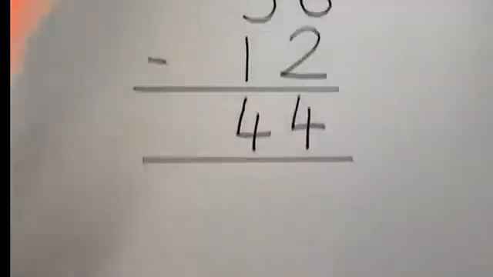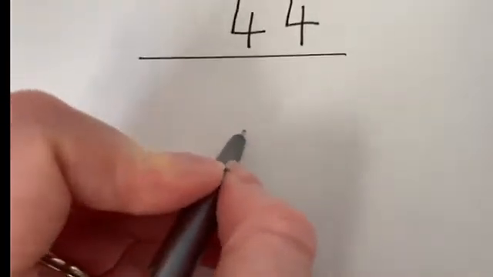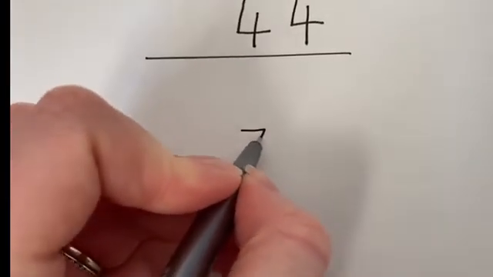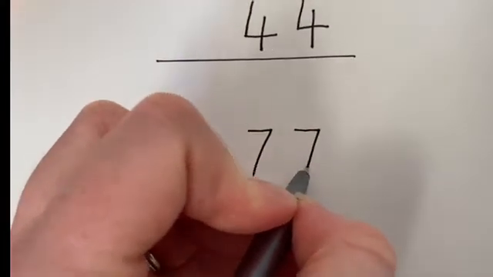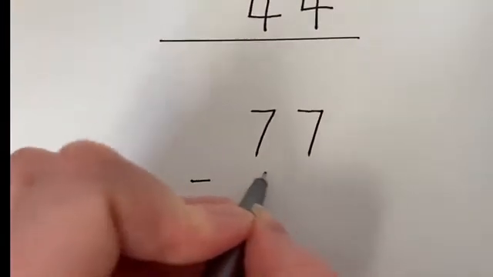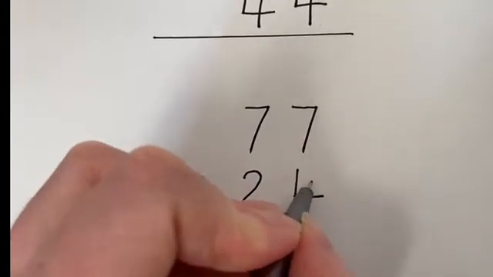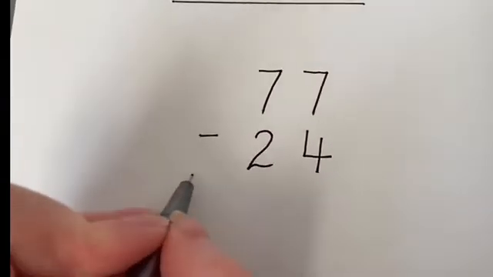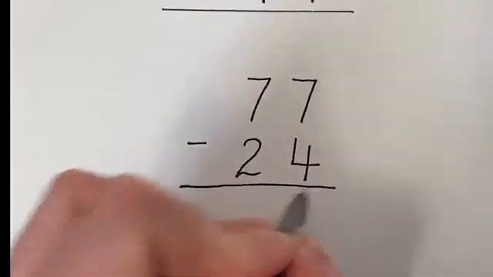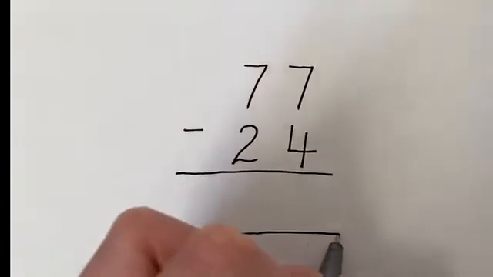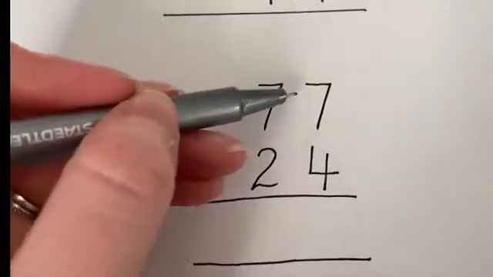We'll try one more example like this. Let's go for 77 subtract 24. 77 subtract 24. And then you would get your ruler out. Don't look at my wobbly lines.